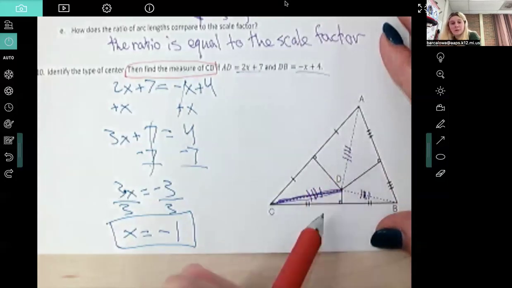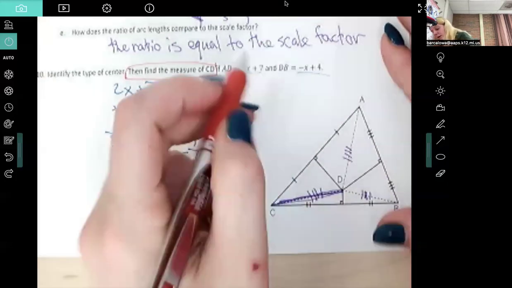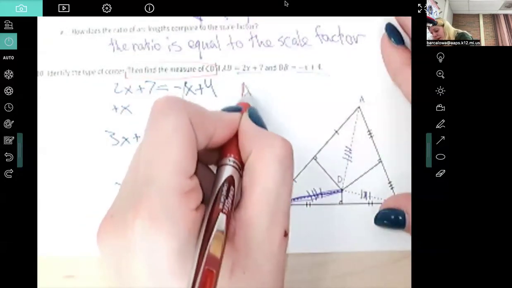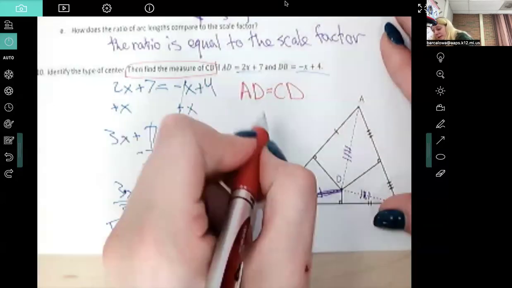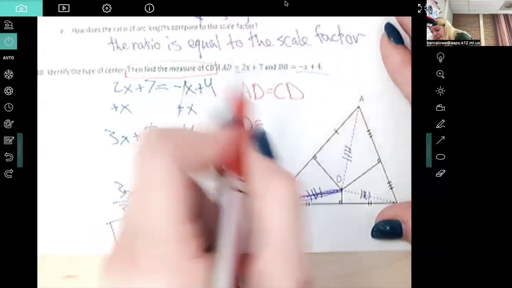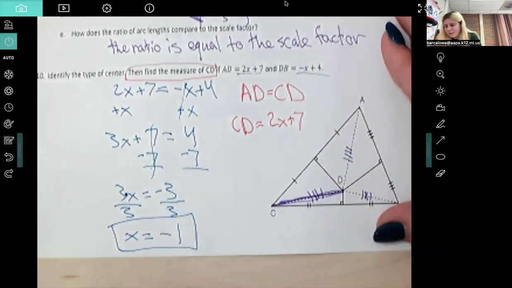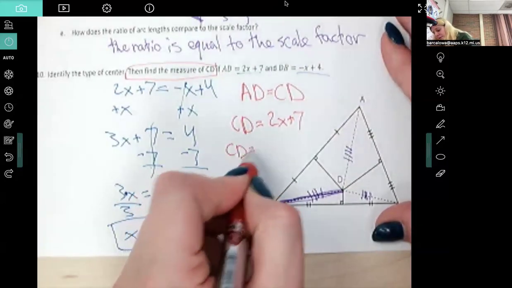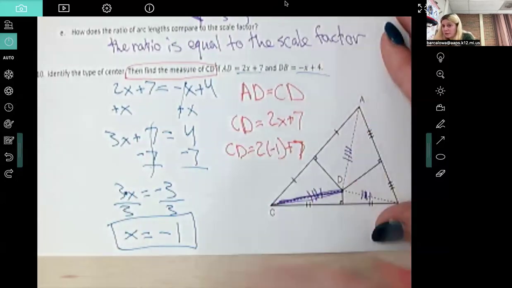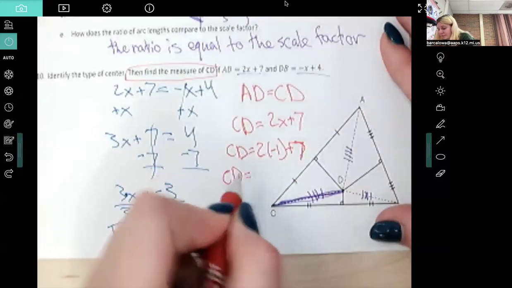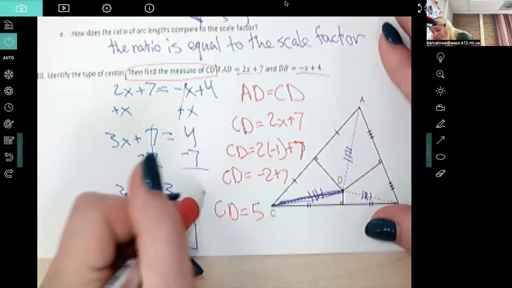So these are equal lengths. That means you can use this formula to find the length of CD, because AD and CD are the same length. So CD can be 2x plus 7 also. And I know what x is. X is negative 1. So CD is 2 times negative 1 plus 7. So negative 2 plus 7, the length of segment CD is 5.